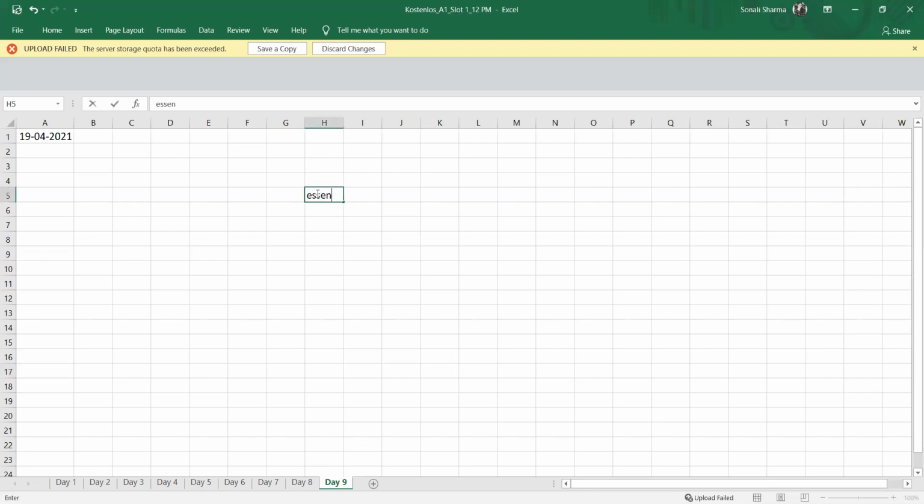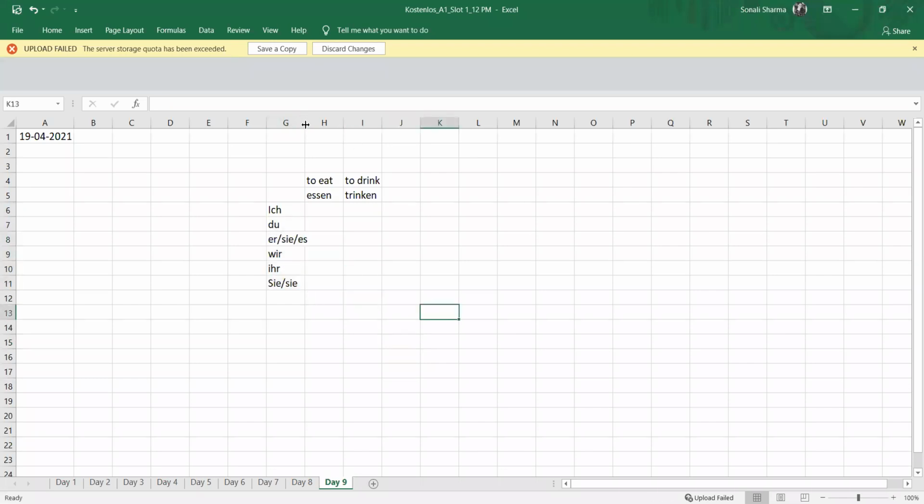Our two verbs are essen and trinken. The meaning of essen is to eat, and the meaning of trinken is to drink, khana or pina. Let's first write all the personal pronouns: ich, du, er, sie, es, wir, ihr, Sie with capital S and sie with small s. These are the personal pronouns we have.